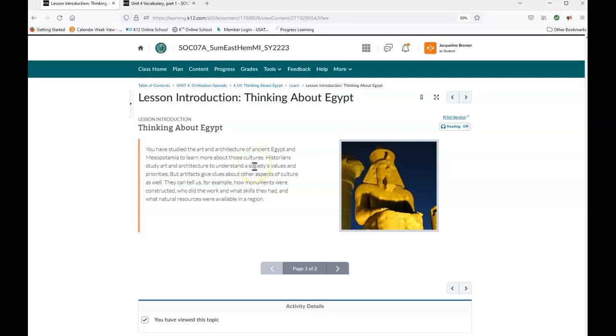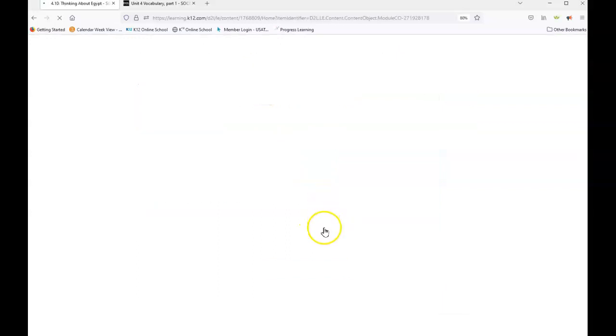Remember the ebooks? Historians study art and architecture to understand a society's values and priorities, but artifacts give clues about other aspects of culture as well. They can tell us, for example, how monuments were constructed, who did the work, what skills they had, and what natural resources were available in a region. Okay, so we looked at all of that yesterday in lesson 4.09. Okay, let's go back to the lesson.